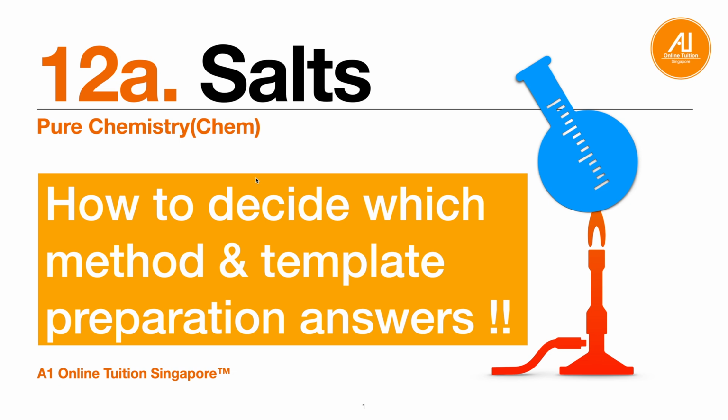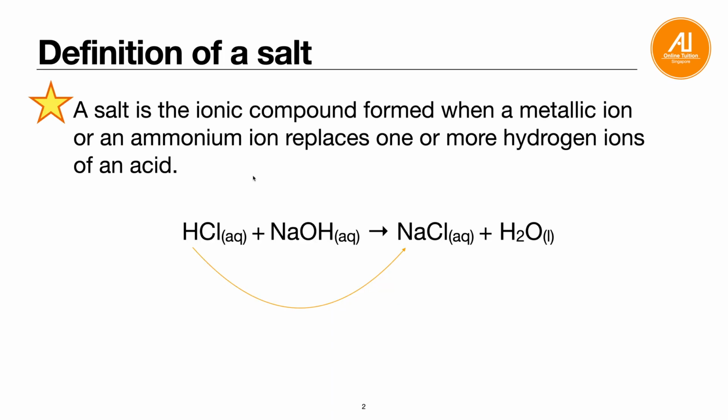Decide which method and some template answers for your exams. Okay. So first of all, the definition of a salt. A salt is the ionic compound formed when a metallic ion or an ammonium ion replaces one or more hydrogen ions of an acid.